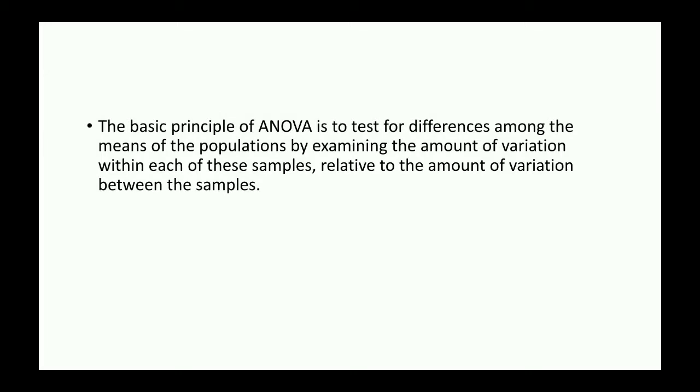The basic principle of ANOVA is to test the difference among the means of populations by examining the amount of variation within each of those samples. So how does ANOVA work? ANOVA tests the means between the populations by examining the amount of variation within each group, relative to the amount of variation between the samples. So it is more accurate, because it is conducting a more rigorous research.